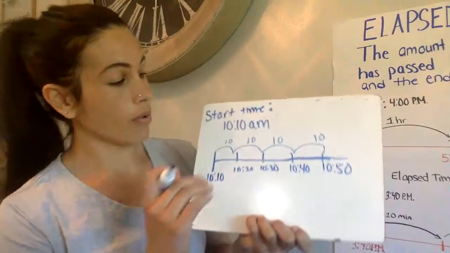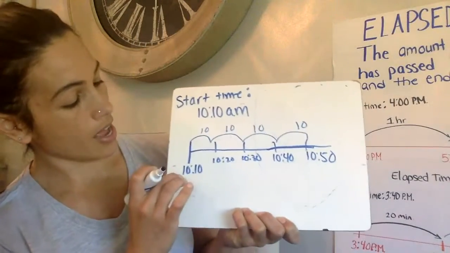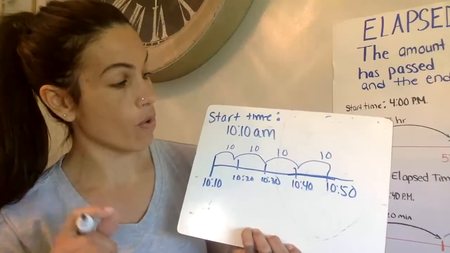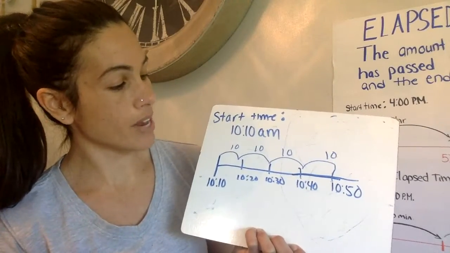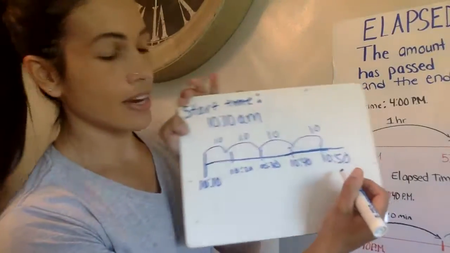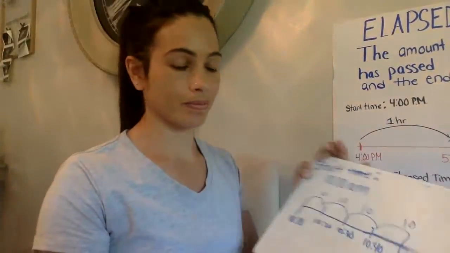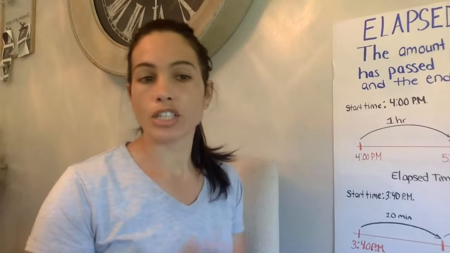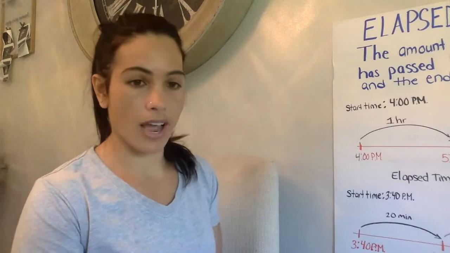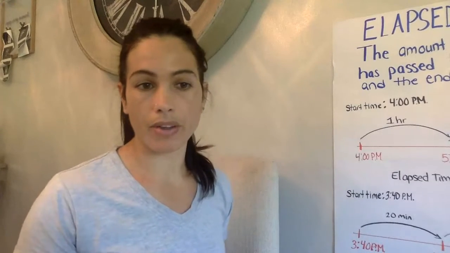Okay? So we said the start time was 10:10 a.m. I started on my number line, and it took him 40 minutes to complete this. So what time did they end? 10:50. Okay, so let's try another problem like this, where they give us the start time and how long it takes, and we need to figure out the end time.